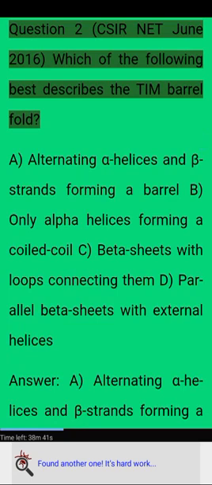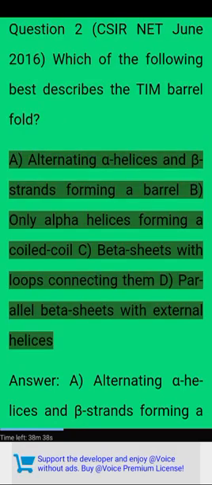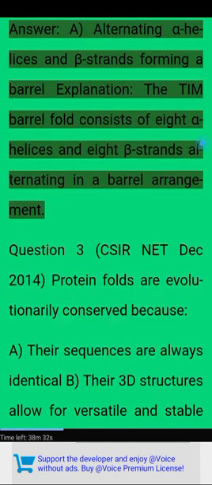Question 2, CSIR NET June 2016. Which of the following best describes the TIM barrel fold? A. Alternating alpha helices and beta strands forming a barrel. B. Only alpha helices forming a coil. C. Beta sheets with loops connecting them. D. Parallel beta sheets with external helices. Answer: alternating alpha helices and beta strands forming a barrel. Explanation: the TIM barrel fold consists of 8 alpha helices and 8 beta strands alternating in a barrel arrangement.